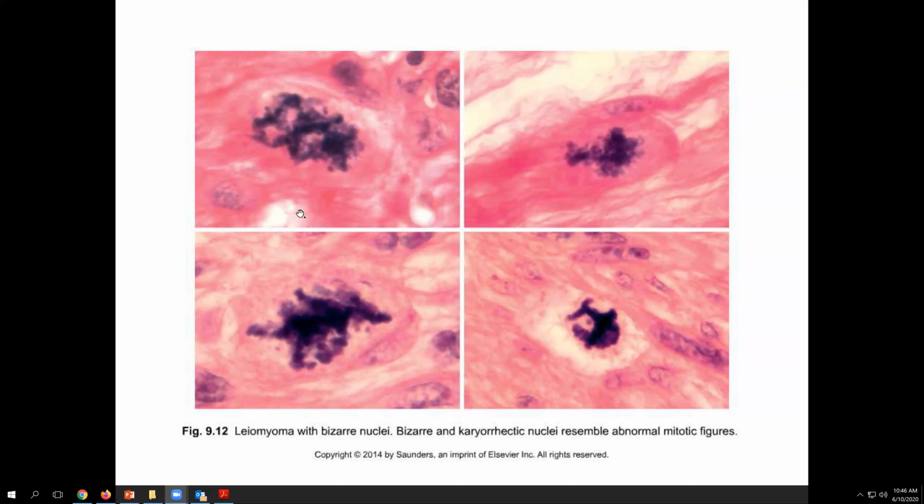And here's what some of these look like. And you can see how these could look much like a mitotic figure. Here's one that even appears to have a quadrupolar spindle. But we don't see true chromatids here. And if the phosphohistone H3 stain were performed, I think these would not be positive with that stain.